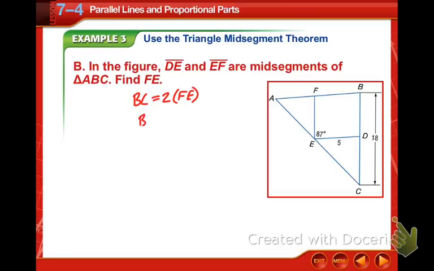We know what BC is. It's the whole length, 18. It's on the right. So that means that 18 is equal to 2 times FE, which is what we're trying to find. Now we just need to divide by 2. 18 divided by 2 is 9, so 9 is equal to FE.